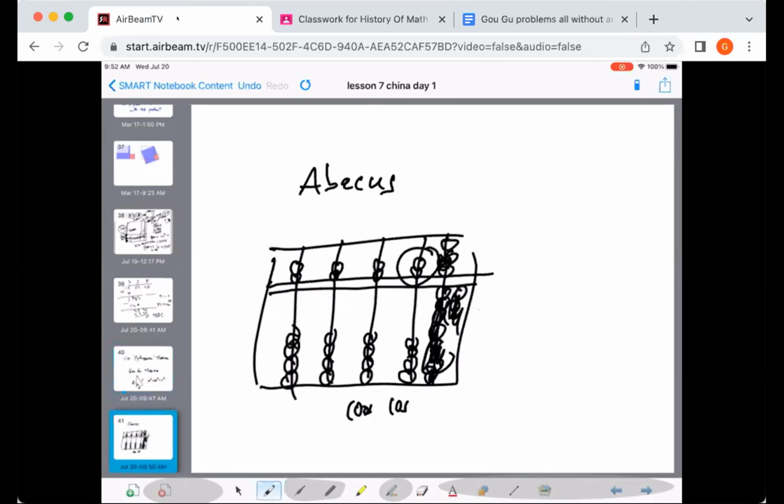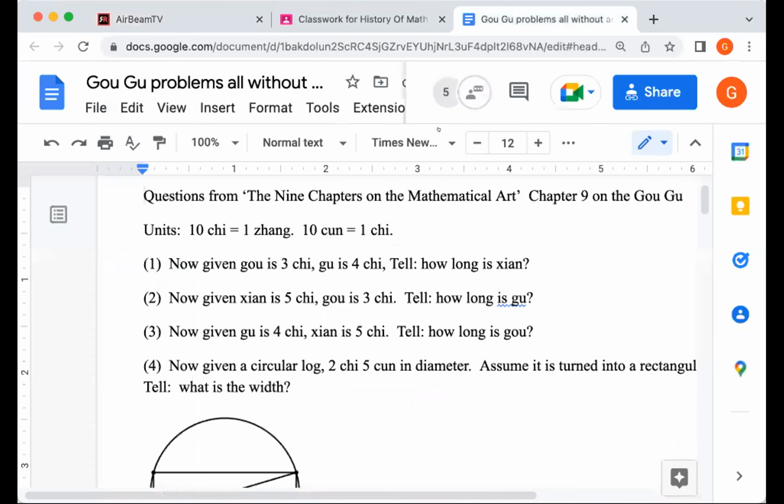Now, the first 3 problems in chapter 9 just give you 2 sides of a 3, 4, 5 right triangle and ask you to find the third one. It says, given the go is 3 chi, the gu is 4 chi, how long is the jan? That one's just a 3, 4, 5 right triangle. Here the jan is 5, the hypotenuse. Yesterday I said I wasn't sure which one is which. Evidently the go is the short leg, and the gu is the bigger leg. The first 3 questions were: given 3 and 4, what's the other side? 5. Given 5 and 3, what's the other side? 4. Given 4 and 5, what's the other side? 3.